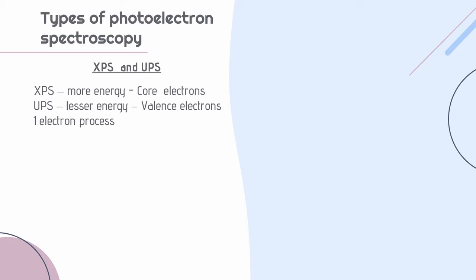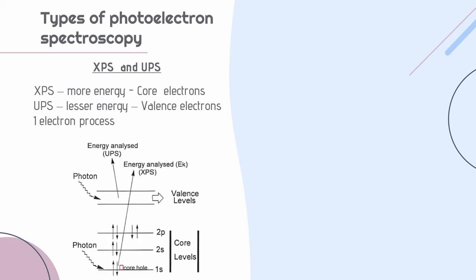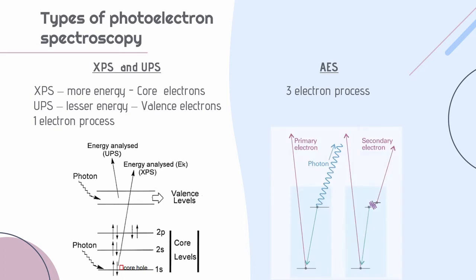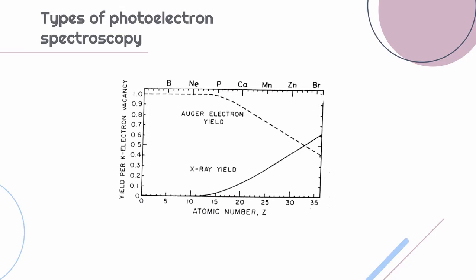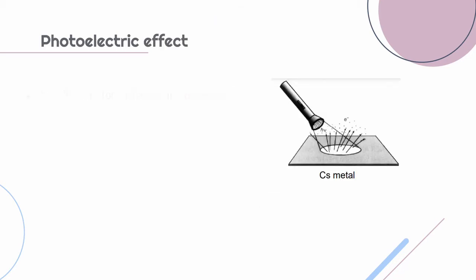We then study the kinetic energies of these electrons. Well, it is a one electron process. But in Auger spectroscopy, after an electron is knocked out, the hole created is filled by an upper electron, and this transition releases energy which knocks out another electron. So a total of 3 electrons are involved. While studying the atoms, we observe that as the atomic number increases, the X-ray yield also increases, but the Auger electron yield decreases.